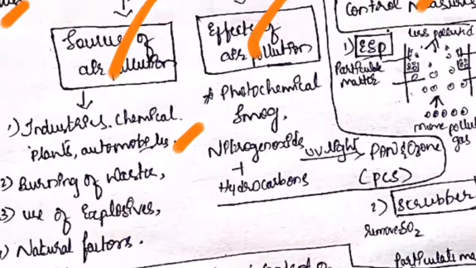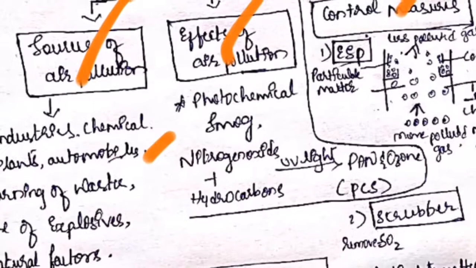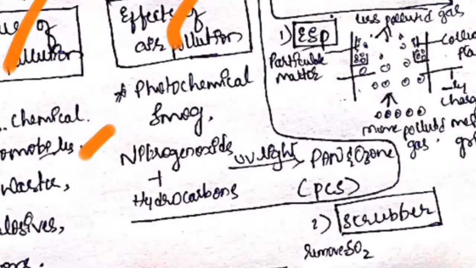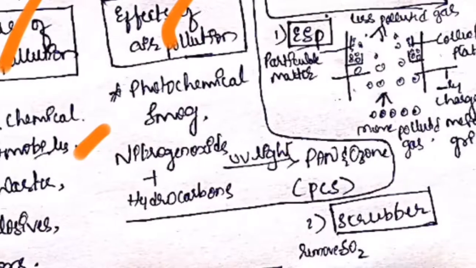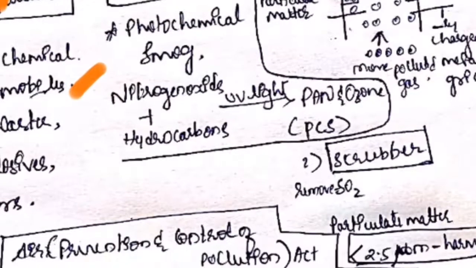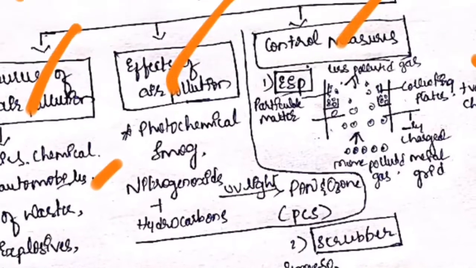Next is effects of air pollution. There are many effects, but the major thing given in our NCERT books is photochemical smog. How is photochemical smog formed? When nitrogen oxides combine with hydrocarbons in presence of UV light, that is in presence of sunlight, they get converted into peroxyacetyl nitrate and ozone. This is called photochemical smog. This photochemical smog is a bit problematic. It causes lots of problems to plants and animals. This is about the effects of air pollution.